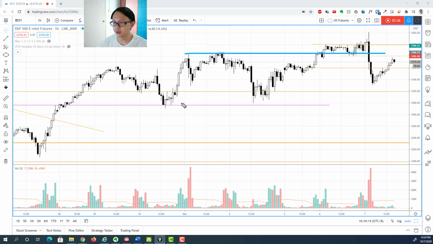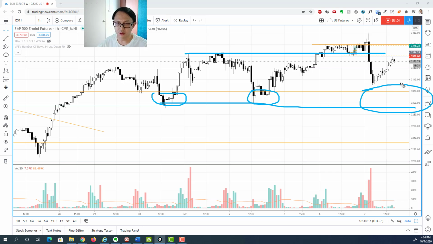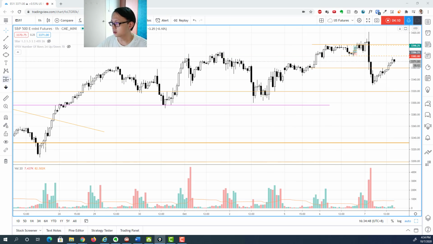So in terms of the overall structure, I think that so far we are still not yet hitting the immediate support area at 3,300 to around 3,320. It has previously been tested a few times. So in this case, this support area will become the immediate hold for the S&P 500.